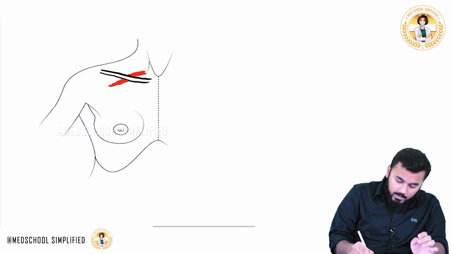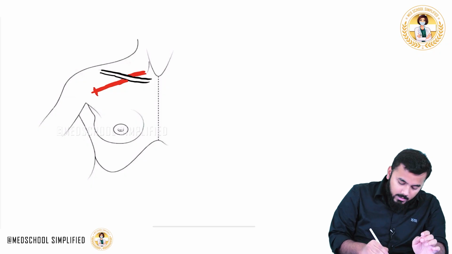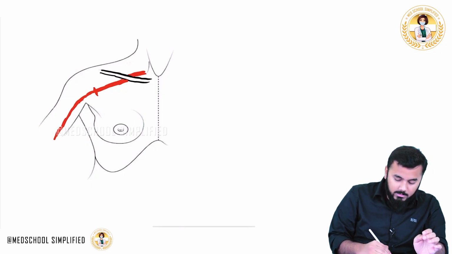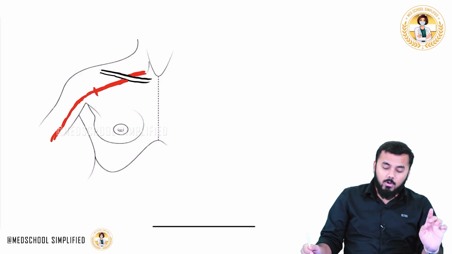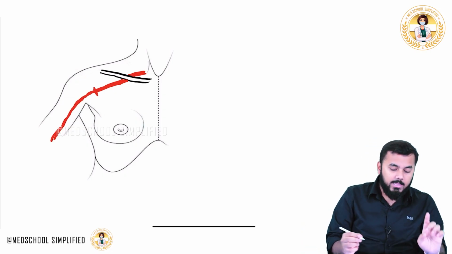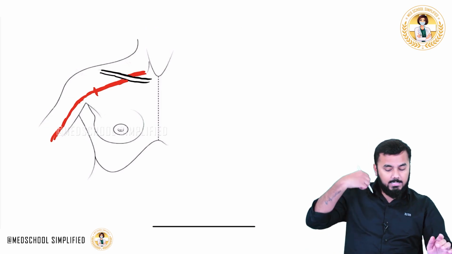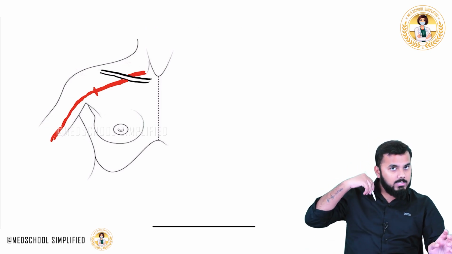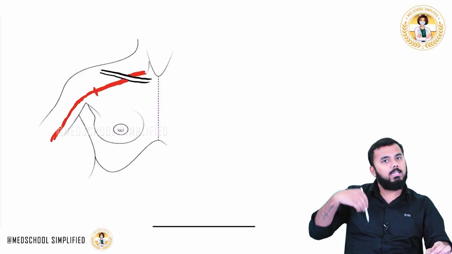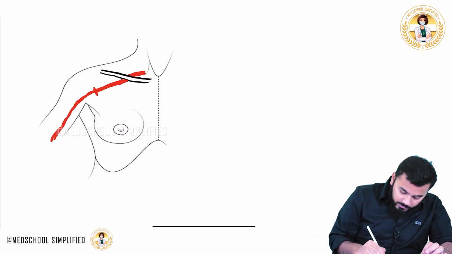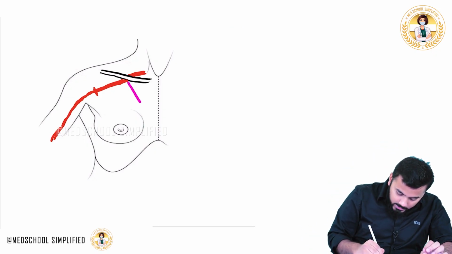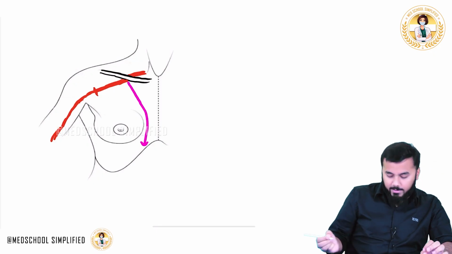Now your subclavian artery will continue forward till here. From here it continues as the axillary artery and passes down like this. Now from your subclavian artery there is one branch that enters inside the thoracic cavity. So you call it the internal thoracic artery because it is entering inside the thoracic cavity.